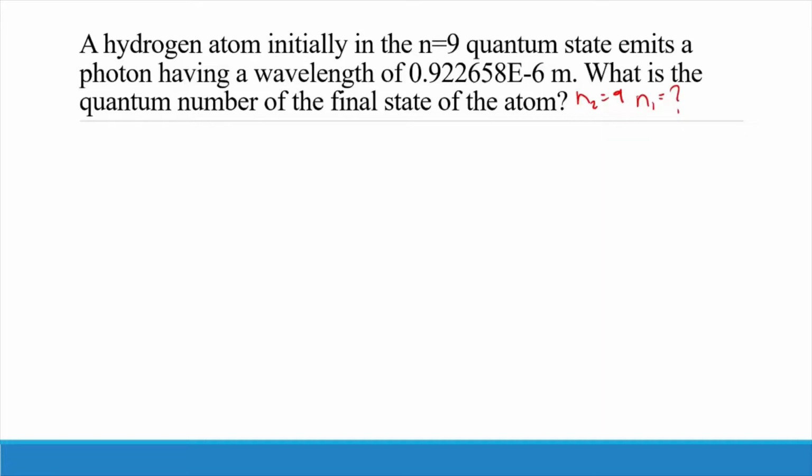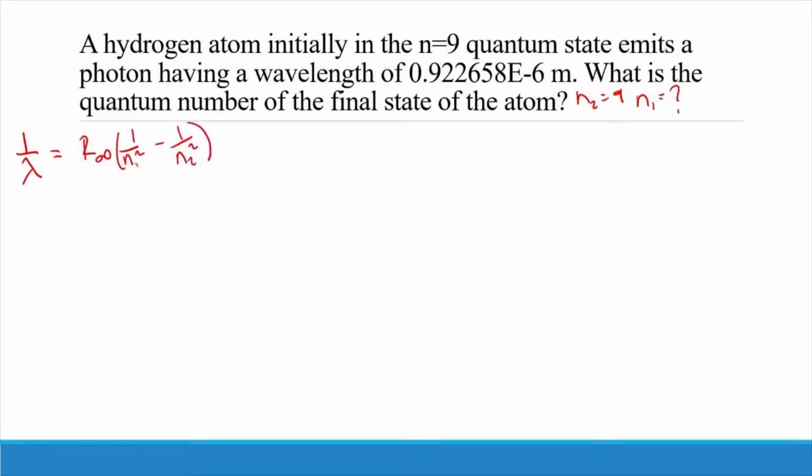We don't know n1, but we know our lambda, and we also have the Rydberg equation. And since it's hydrogen, we don't have to worry about the Z squared. So we can just say 1 over lambda is equal to R infinity times 1 over n1 squared minus 1 over n2 squared.